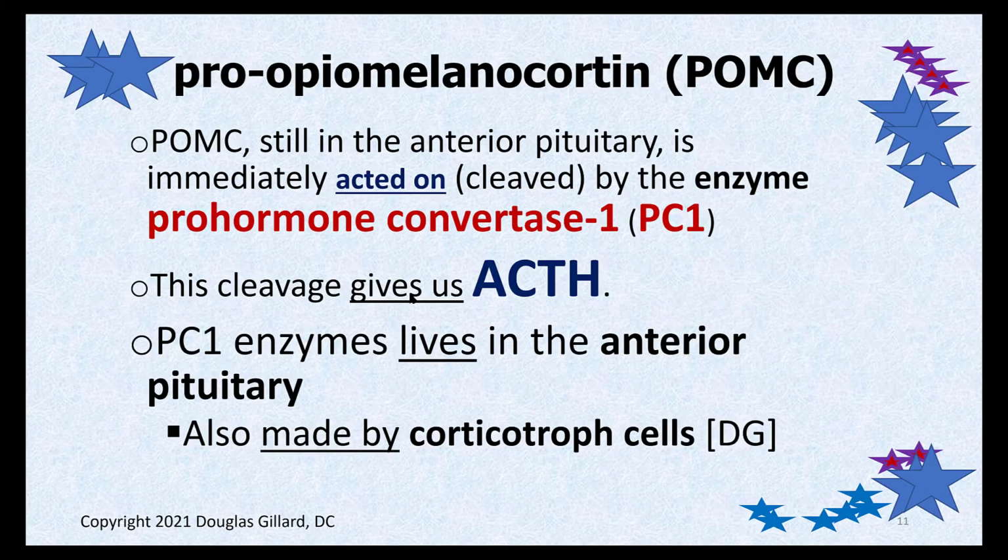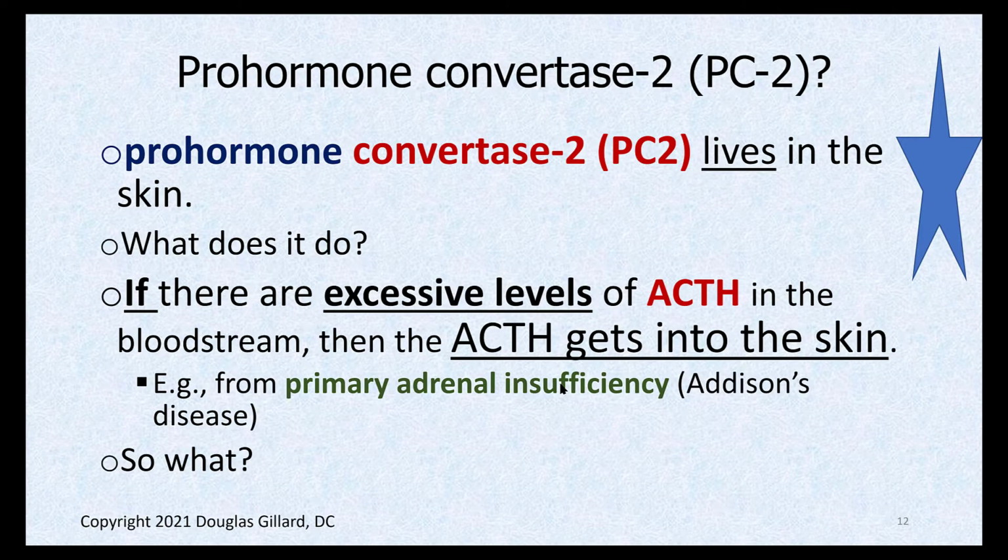by knowing that. There's an enzyme called PC1, prohormone convertase 1, that is needed to cut the tail off of pro-opiomelanocortin. Once you chop the tail off it, it becomes our friend, adrenocorticotropic hormone. PC1 is actually made by corticotroph cells as well. There is a PC2 as well, and that lives in the dermis of the skin. It's made by fibroblasts in the dermis. And that doesn't really do much of anything. It just kind of hangs out until very high levels of ACTH come around.